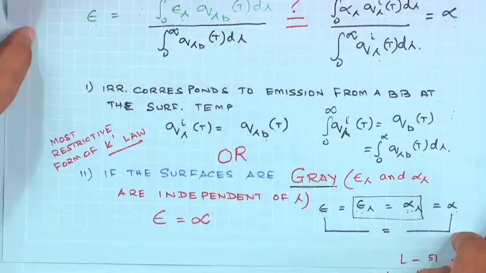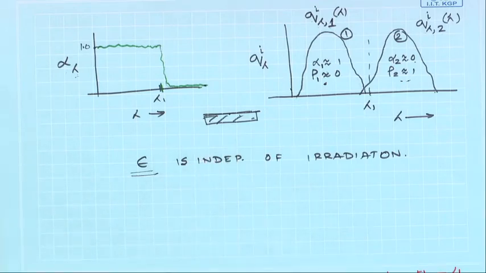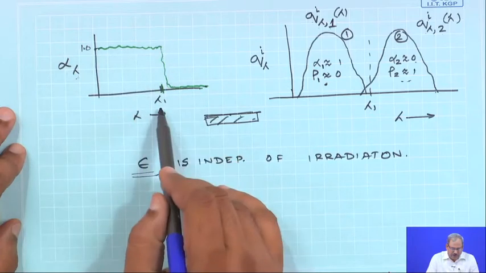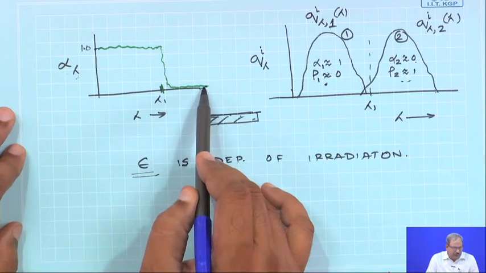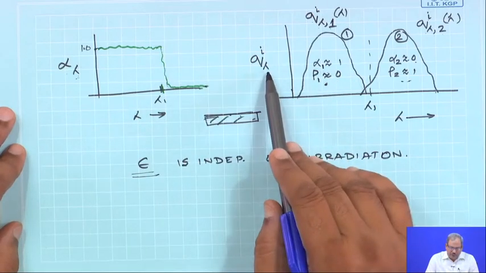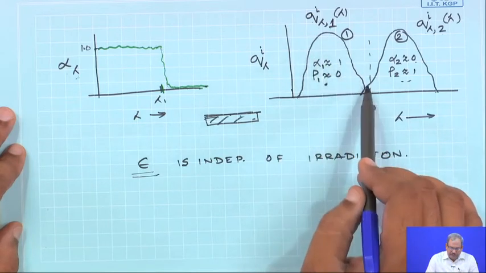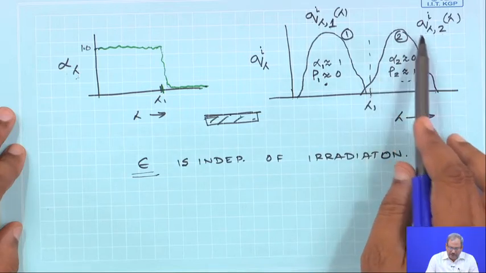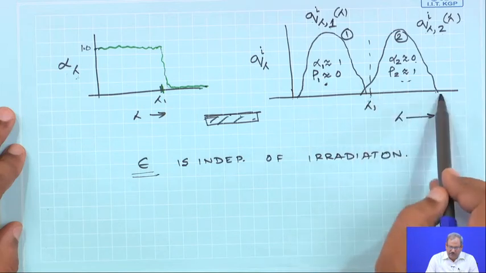So, I have given you an example which I will show you once again. This is a case in which you have the absorptivity, which is roughly about 1 up to a wavelength of lambda 1, and then it falls to a very low value equal to 0. And you have two irradiations. The first irradiation is like this, it is between 0 to lambda 1, and the second irradiation is this, where it is lambda 1 and beyond.